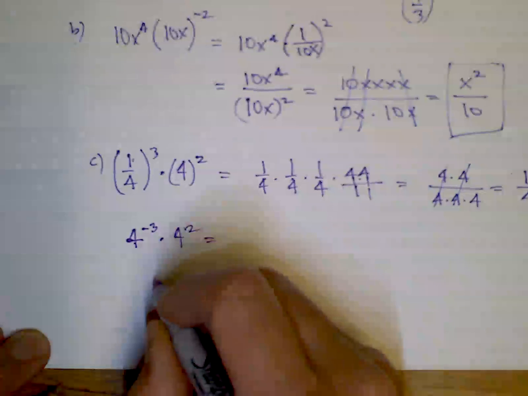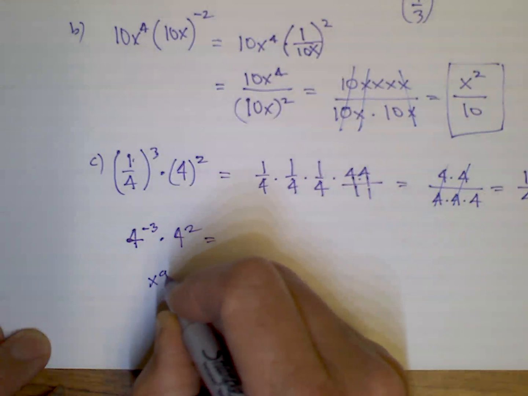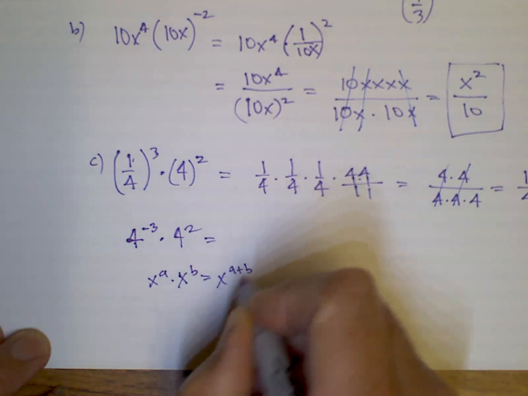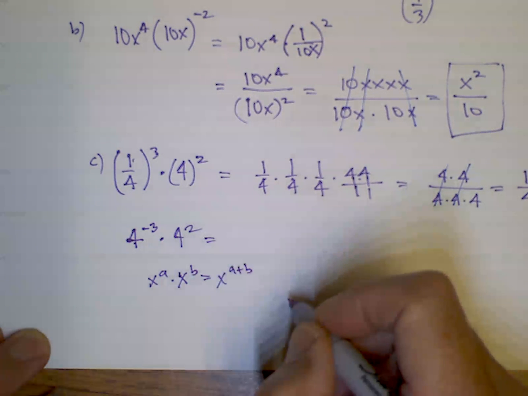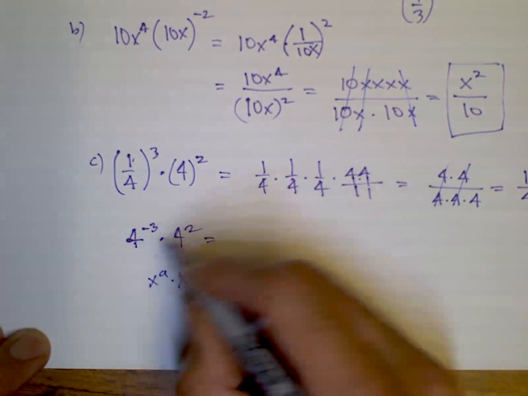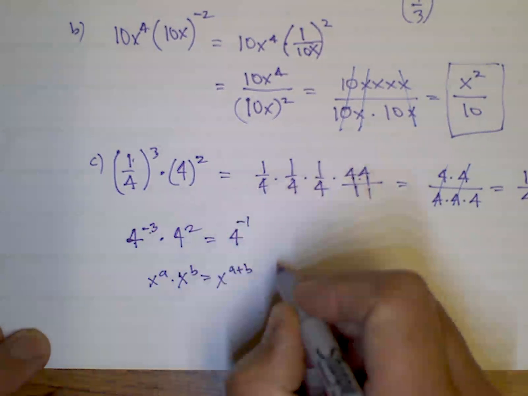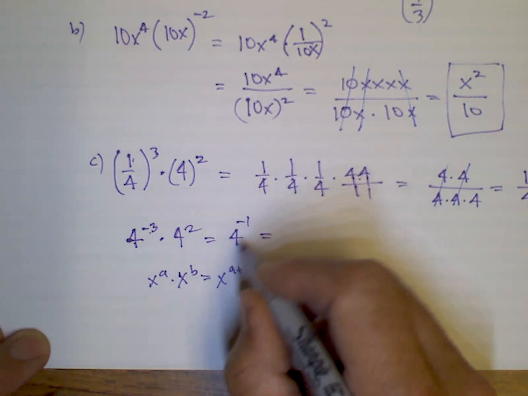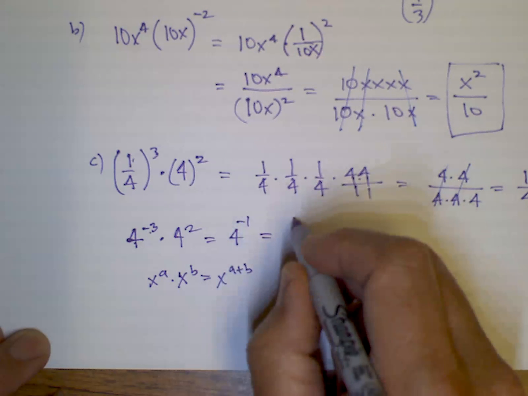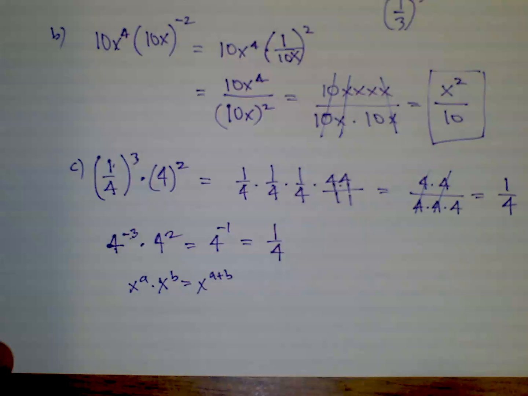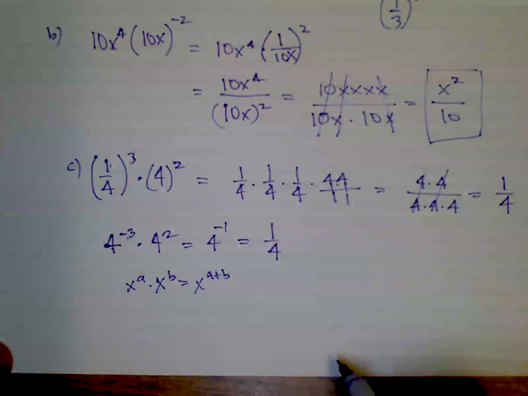Remember the rule? x to the a times x to the b is equal to x to the a plus b. When you multiply like bases, you add the exponents. So in this case, it would be 4 to the, what is -3 plus 2? It's -1. And then go one more step. A negative exponent creates a reciprocal, so it's really just 1 over 4. So that's another way of coming to the answer, looking at the rules of exponents.